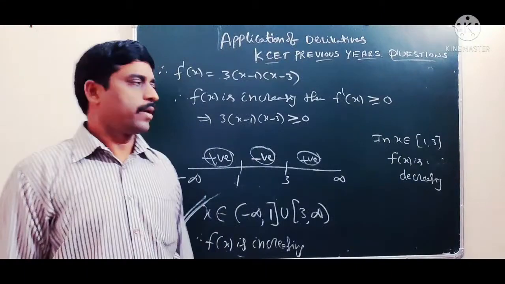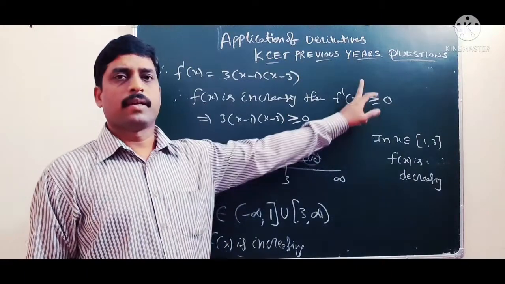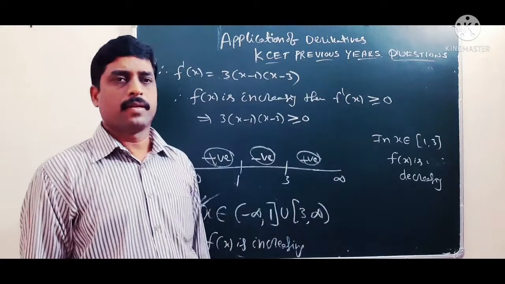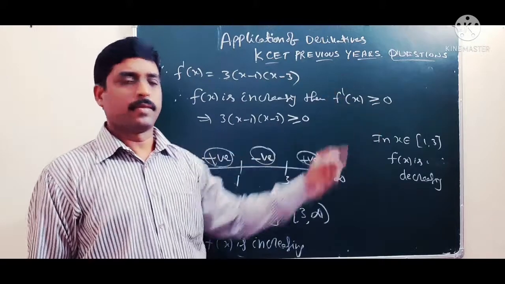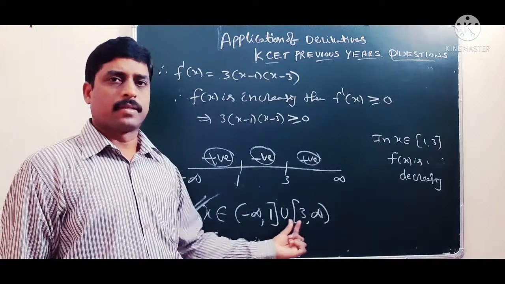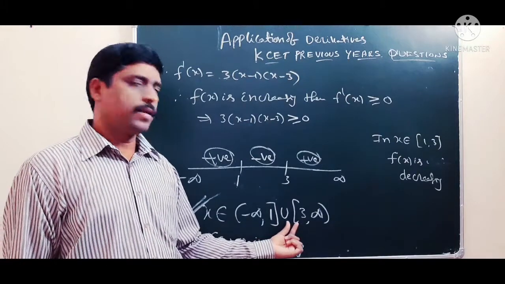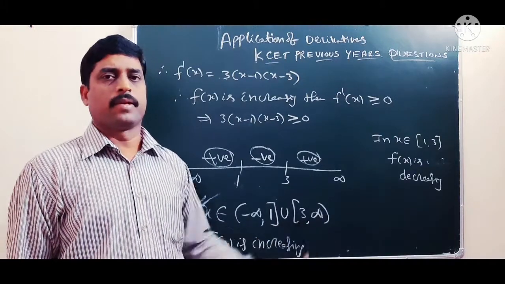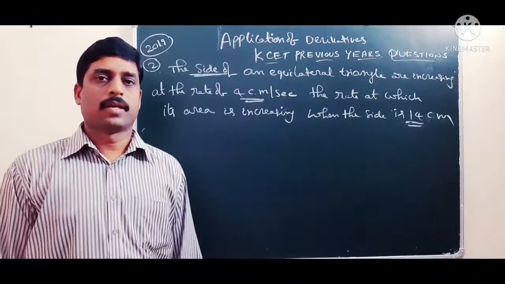Let us observe one point. In this, f of x is increasing, then f dash x should be greater than or equal to 0. In this we have greater than or equal to. So put closed brackets: minus infinity to 1 closed interval, union closed interval 3 to infinity. That is most important. Okay. Look at the next question.